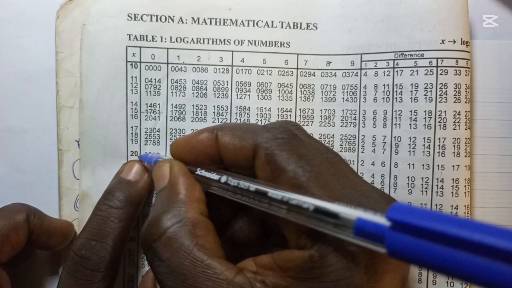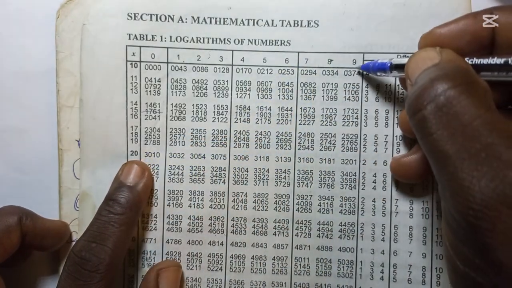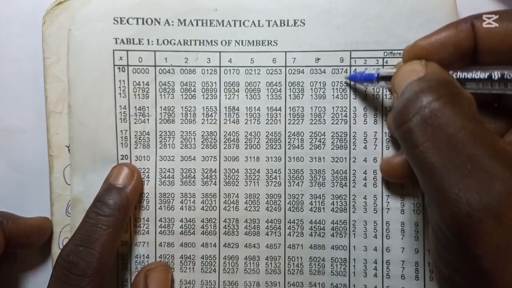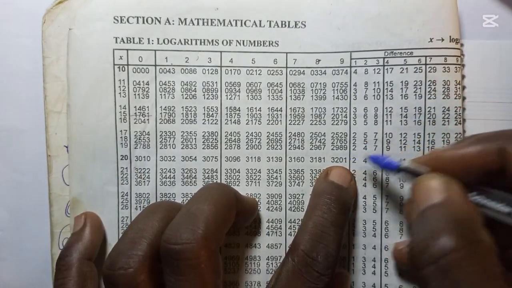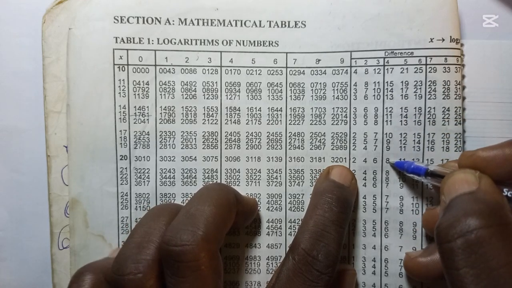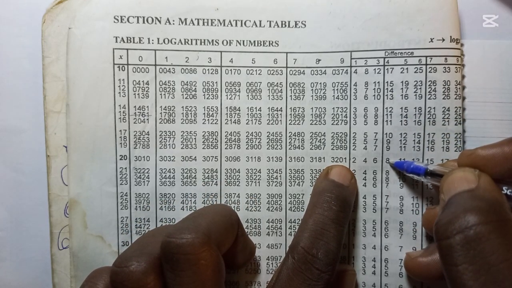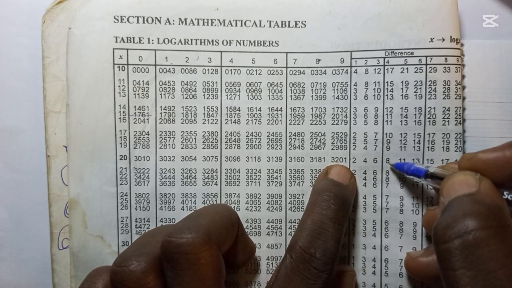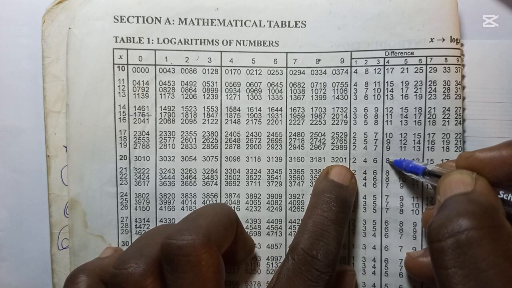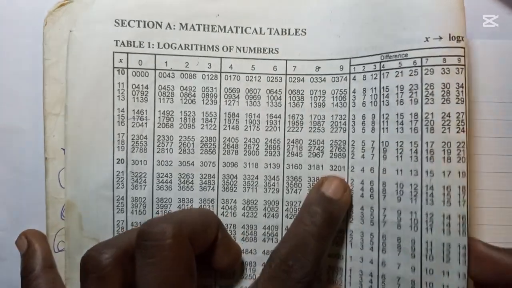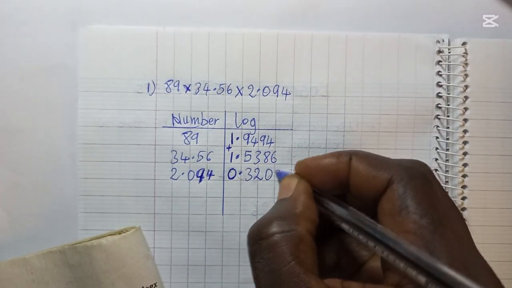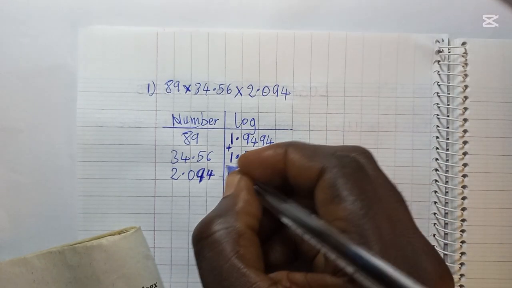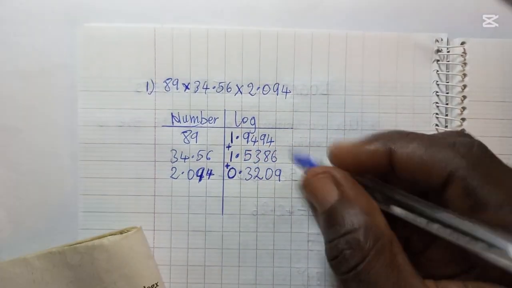Use your logarithm table, look for 20. So that is 20. This is 20 under 9. 20 under 9 gives us 3201. The difference of 4 is 8. Now 3201 plus 8 gives us 3209. So now we're going to write 3209 here. That is the mantissa of this logarithm.